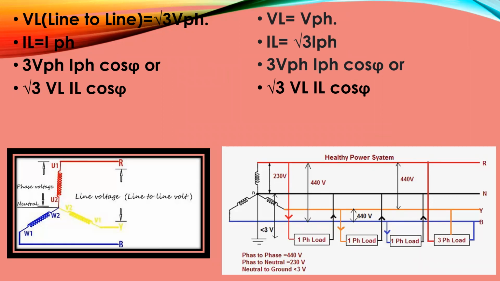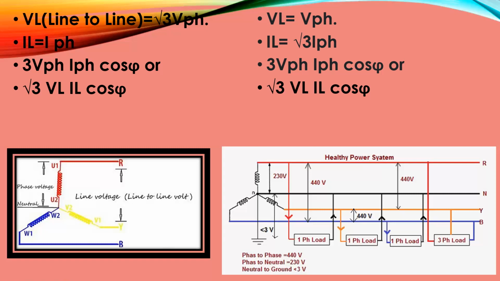What is happening in star is that the phase voltage gets reduced by 1 by √3 times. From this formula, you can say V phase is equal to 1 by √3 times VL. So that many times your phase voltage is getting reduced, so we can start with star. Voltage is reduced, current is reduced, so there is less current consumption. In star, your line current IL is equal to phase current. Current is the same in star.